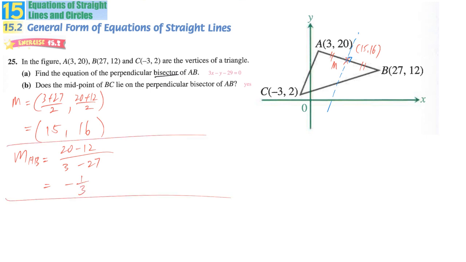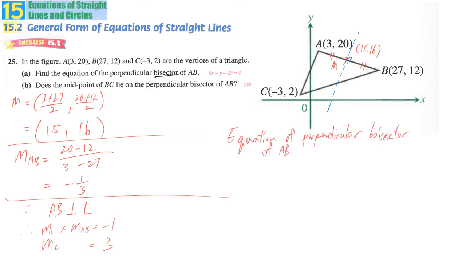After that, because AB is perpendicular to our line L, slope times slope AB is equal to -1. The slope of our target is +3. Then we can get all the information we need, and then we can finish it. Again, for a straight line, slope equals slope: we prepare a general point and then compare with the passing point. (y minus 16) over (x minus 15) is equal to 3.